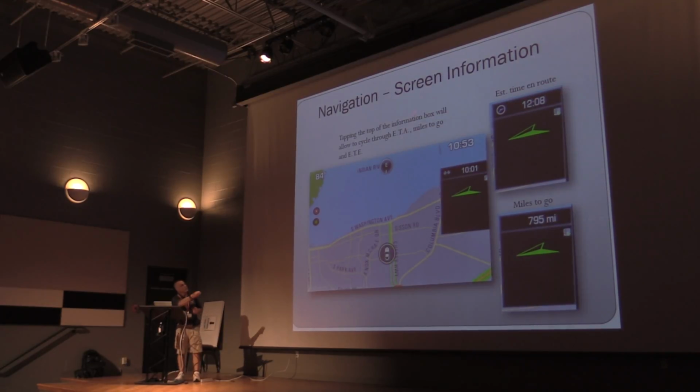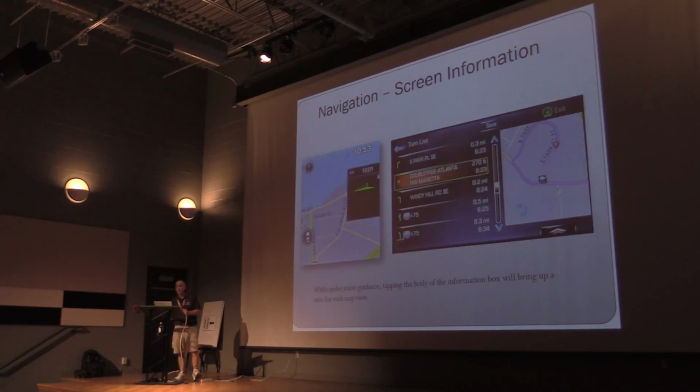So you can tell the crossed flags is your destination. So your estimated time of arrival at your destination is 10:01. You have 795 miles to go, and your estimated time en route is 12 hours and 8 minutes.